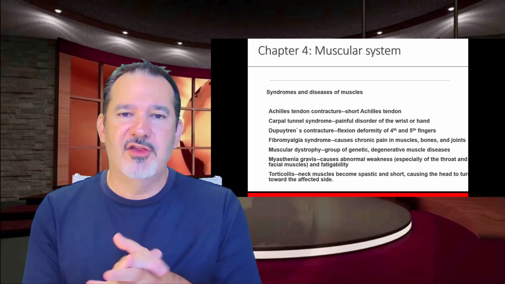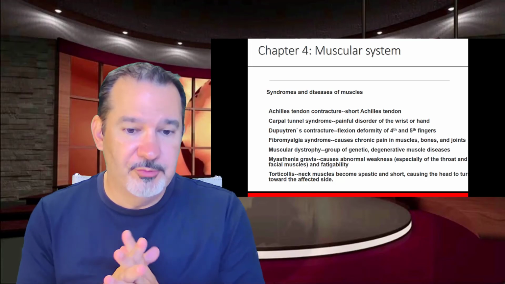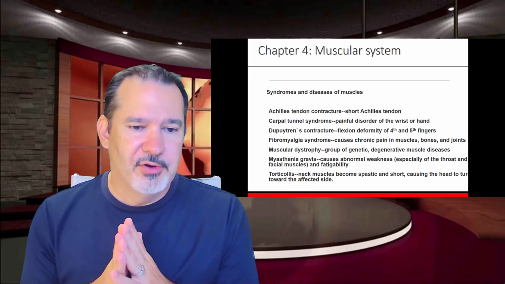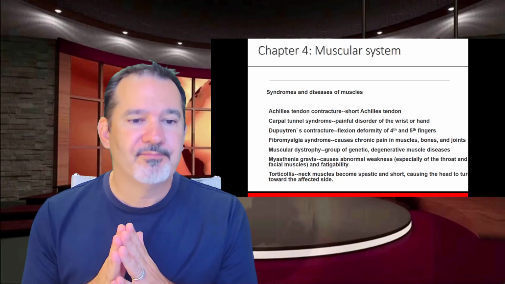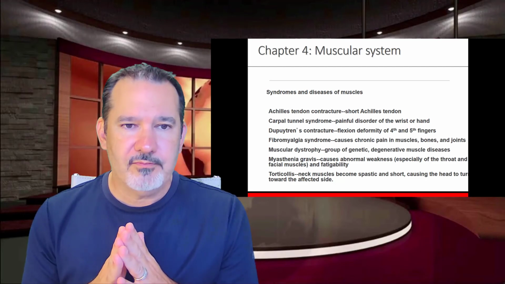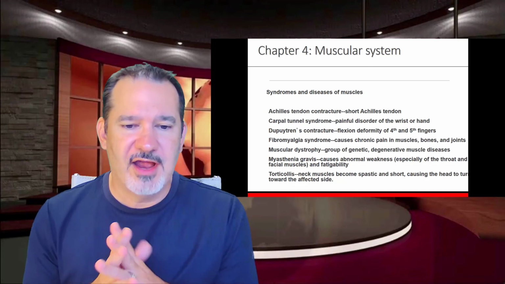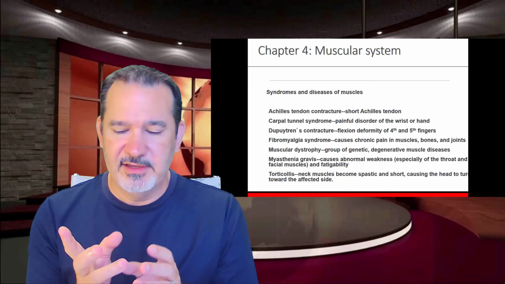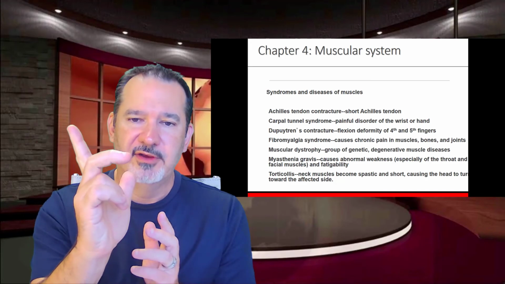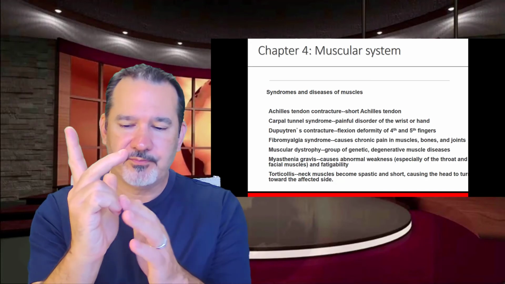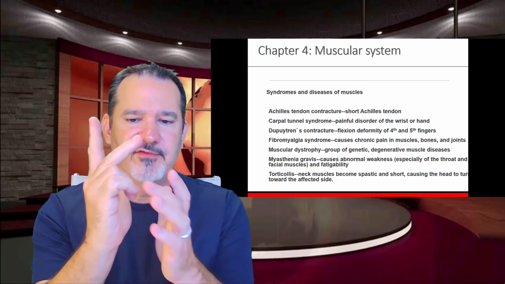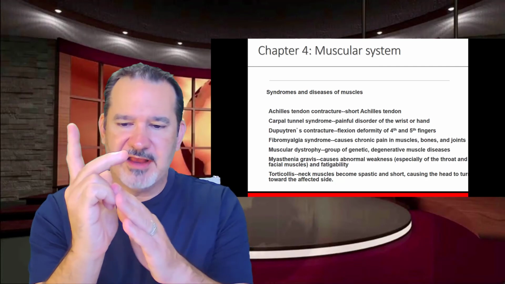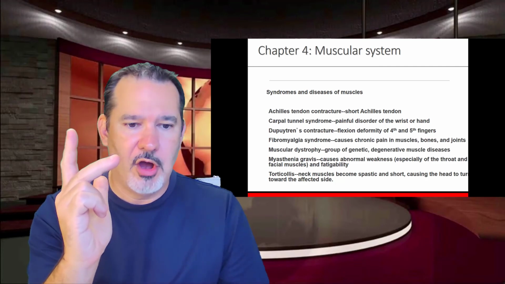Sometimes, it depends on how you pronounce this. Most people pronounce it Dupuytren's contracture. I believe it's actually pronounced Dupuytren. So it's French, Dupuytren's contracture. It's a flexion deformity of the fourth and fifth fingers. What that typically means is that it's a permanent kind of flexion of the fourth and fifth digits. Okay, so they contract toward the palm.